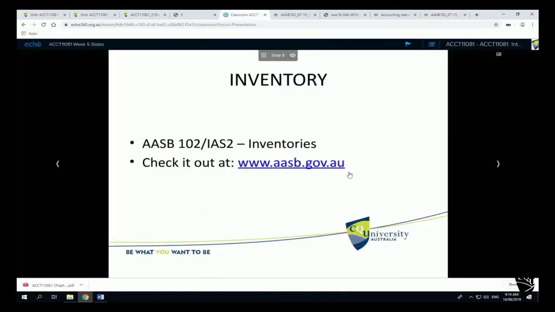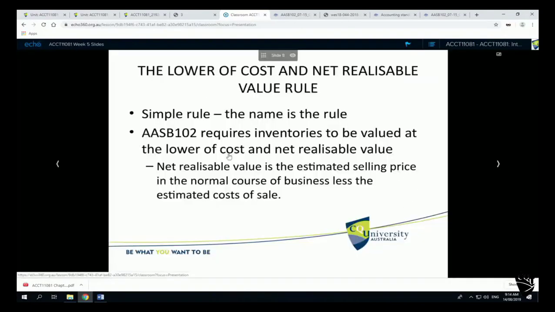Now, coming back to, so AASB 102 tells us we have to account for inventories according to a rule called the lower of cost, or NRV, or net realisable value. So this is the rule. It's a simple rule because the name is the rule. Okay, we either have to value our inventories on our balance sheet at the lower of the cost, so i.e. what is cost to the business to purchase those inventories, or net realisable value.